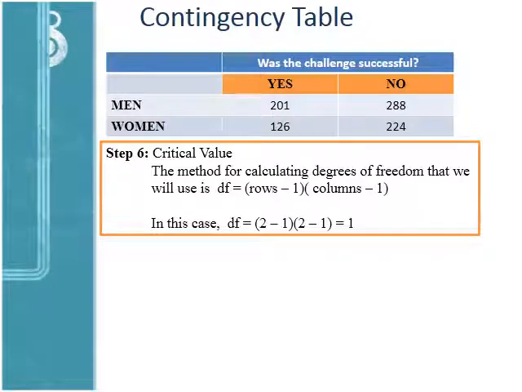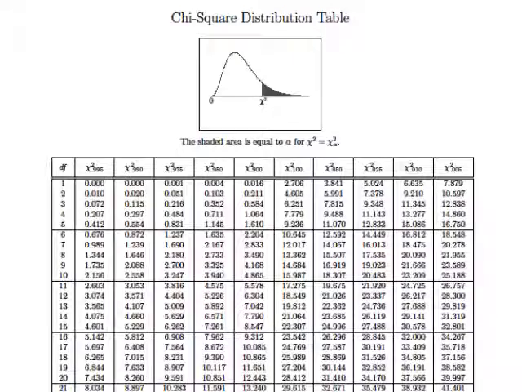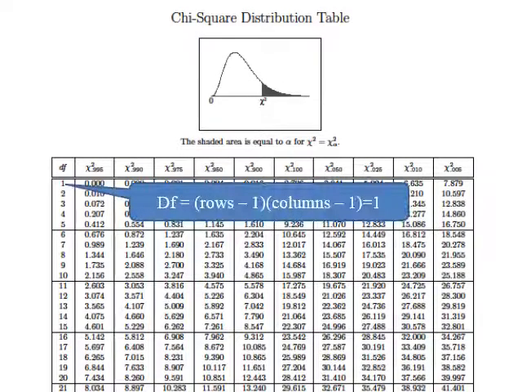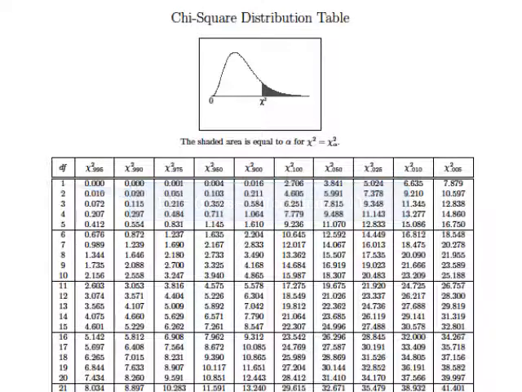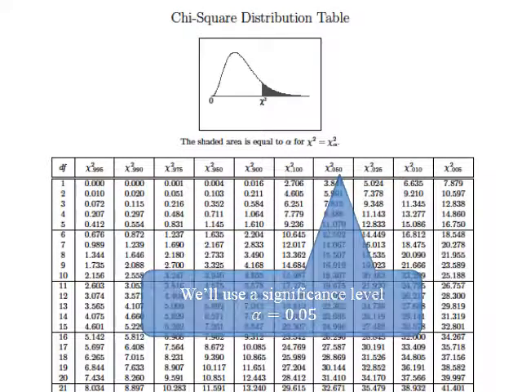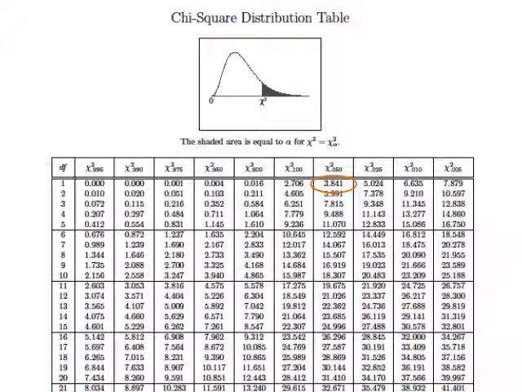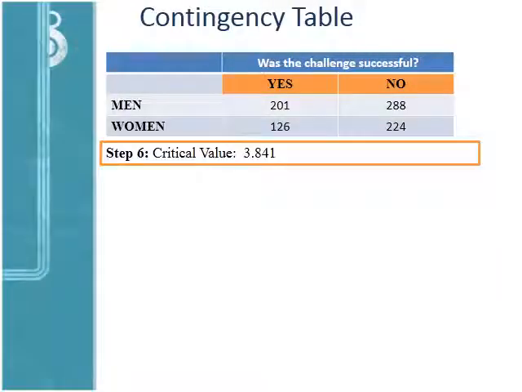Next step is to calculate the critical value. So when we have a situation like this, where we're testing 2 variables, we're going to use the degrees of freedom, the number of rows we have minus 1, times the number of columns that we have minus 1. So in this case, that leaves us with 1 times 1, or degrees of freedom 1. So looking at our chi-square distribution table, we're in the degrees of freedom 1 row. We're going to use a 0.05 significance level, which means we have a critical value of 3.841.